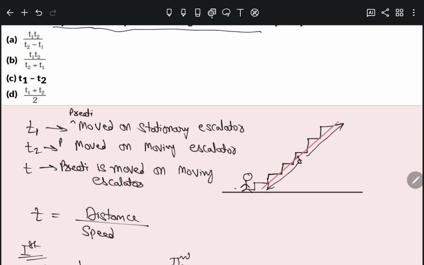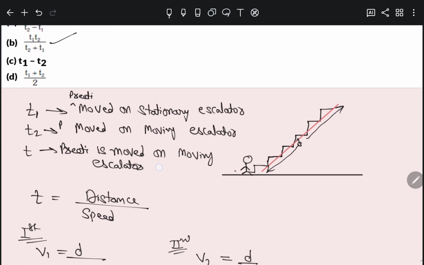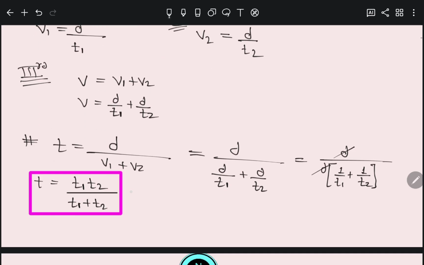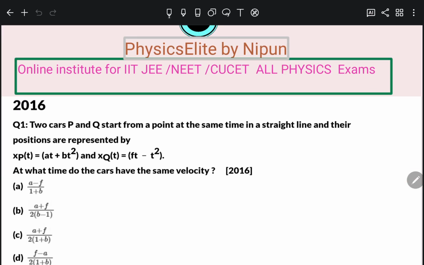right? So which option is correct? This is a standard formula, you can remember this. Option B is correct, right? Option B is correct. This is very important, it can be asked again in the next exam also.